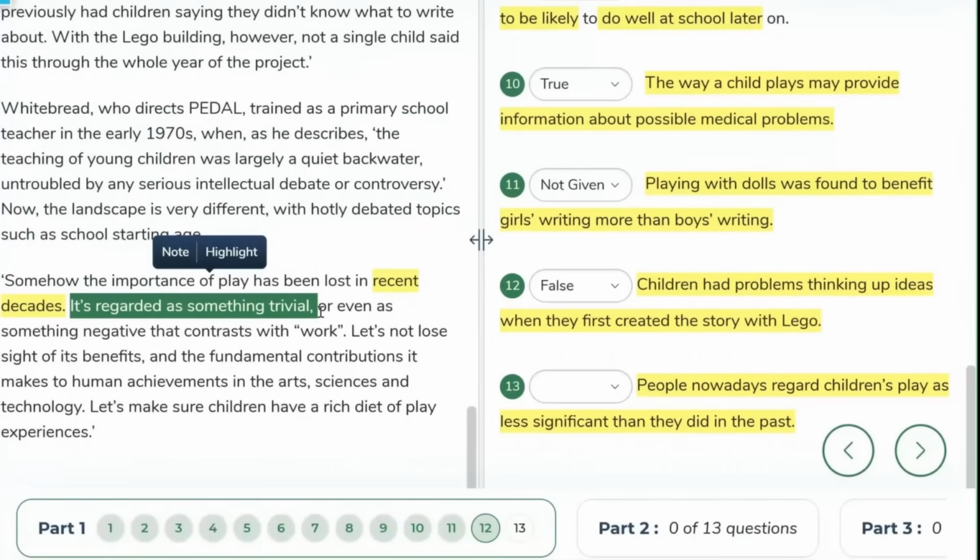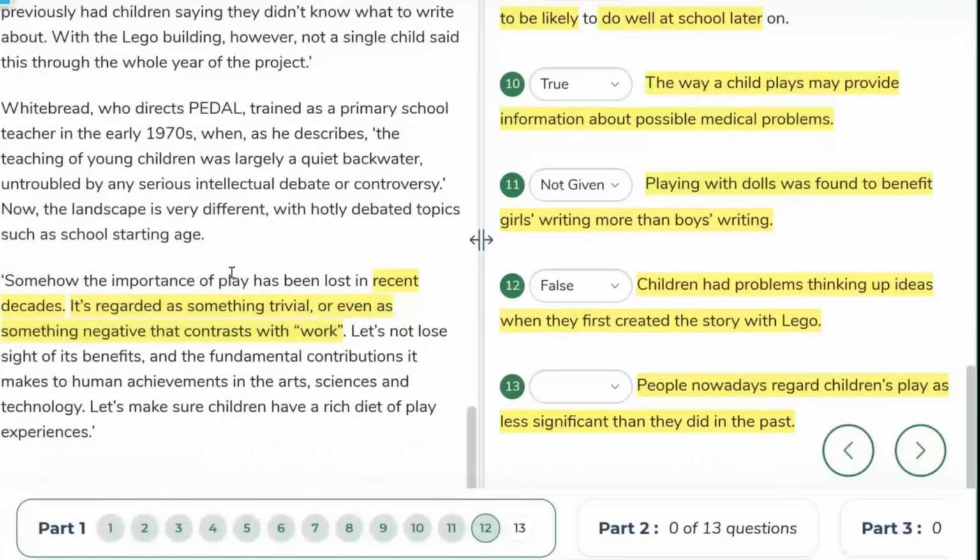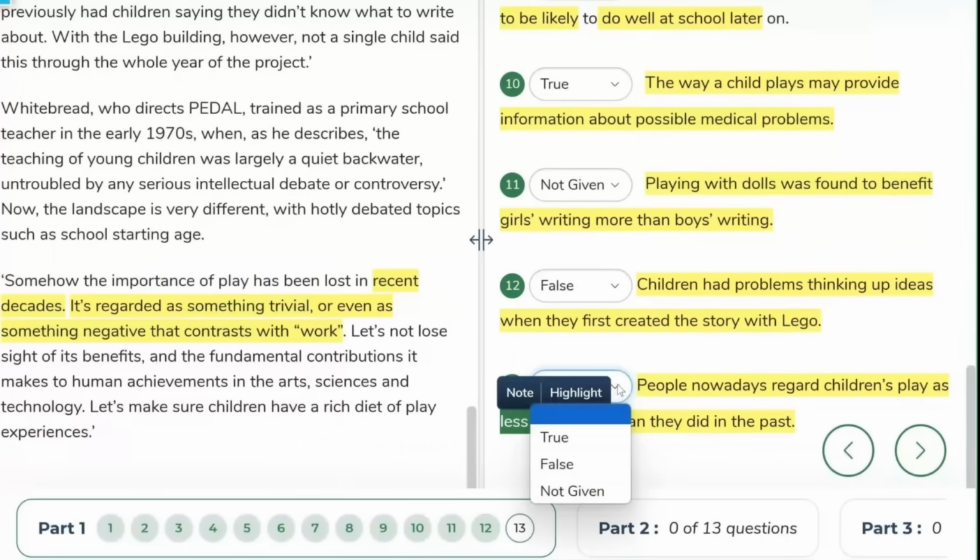So what is the answer? People nowadays regard children's play as less significant. Less significant means trivial. So, what is the answer? Come on, everybody, type your answers. Good job. The correct answer for this is true. They regard it as something trivial, and trivial means less significant. So, the correct answer is true. With this, we have already answered 13 questions.